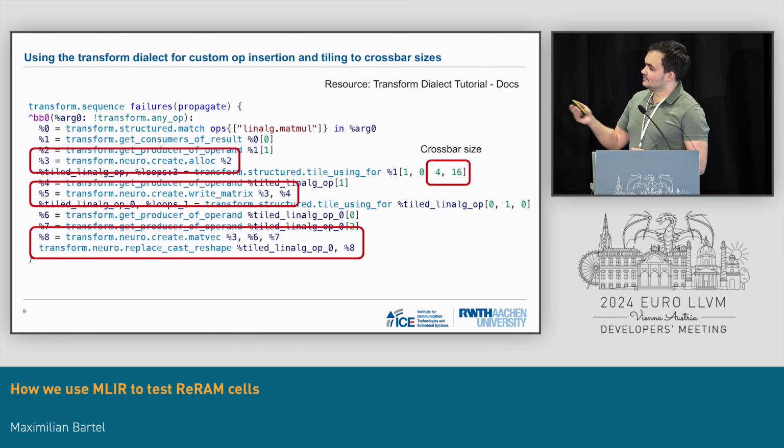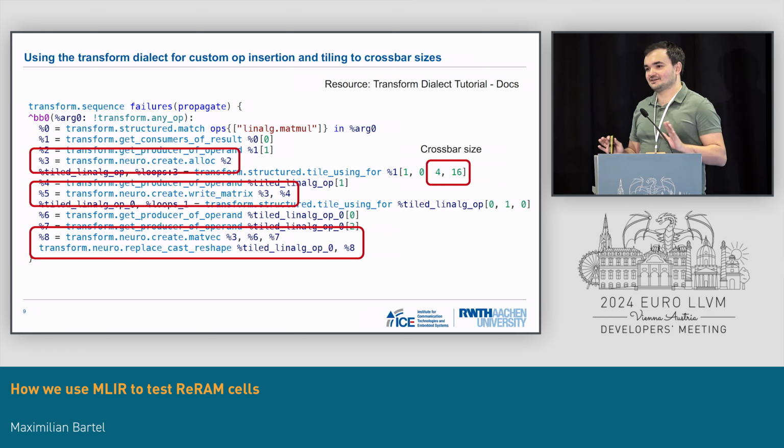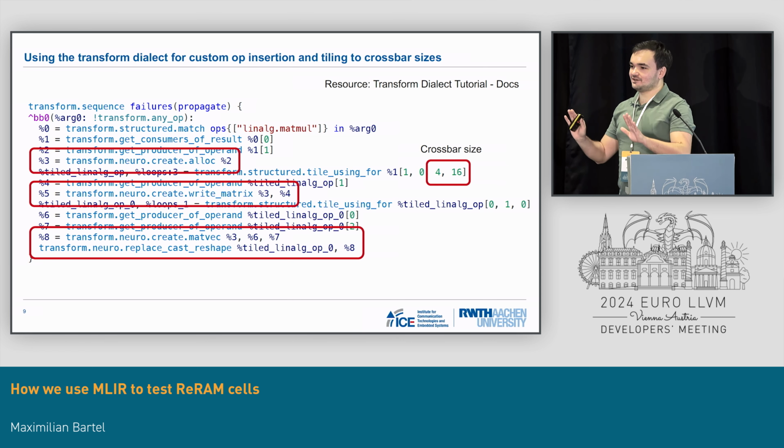And you can just tile your matmul to the correct crossbar sizes, and those are the crossbar sizes we normally see, like 4 by 16. So not really useful for transformers or something like that. But there are chips in development that say, hey, we have 1 megabit, so we get there.